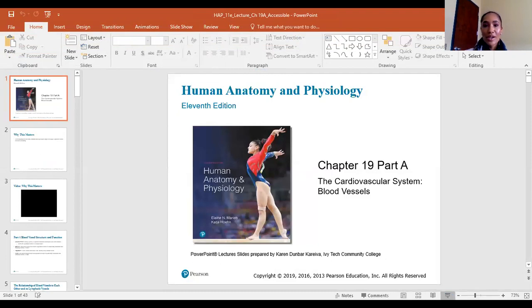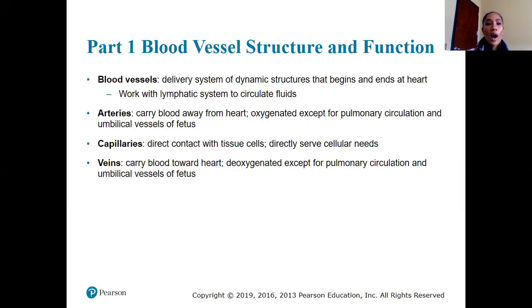So let's get started. Our blood vessels are going to be the pathways that blood will flow through to circulate throughout the body. So it's going to be that delivery system of dynamic structures that begins and ends at the heart, and it also works with the lymphatic system to help circulate fluids that the lymphatic system will pick up and deposit into the cardiovascular system. 3 main structures make up our blood vessels: arteries, capillaries, and veins.